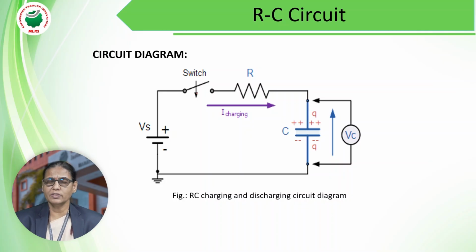If the switch is on, we say it is charging. If the switch is off, we say it is discharging. Then we are using a resistor, how much resistance you are using. Then it is connected to a capacitor, how much capacitance you are using. Then it is recorded in the voltmeter, that is how much voltage is generated when the capacitor is getting charged. These two are connected in parallel with respect to each other. So this is the simple circuit diagram for an RC charging and discharging time constant. Very simple diagram this is.